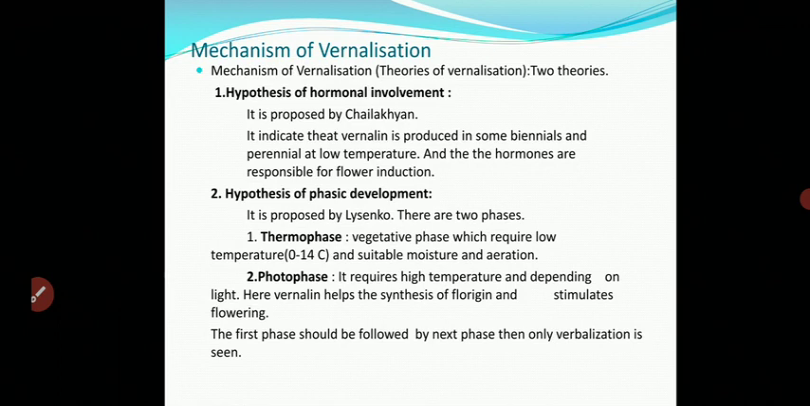Thermostage is a vegetative phase which requires low temperature, from 0 to 14 degrees Celsius, and suitable moisture and aeration. This stage is of variable length and depends on the nature of the plants and the environment. After thermostage, the second stage follows, that is photophase, which requires high temperature and depends on light. Here, vernalin helps the synthesis of florigen, which is a stimulus for flowering. Thermostage should be followed by photophase.